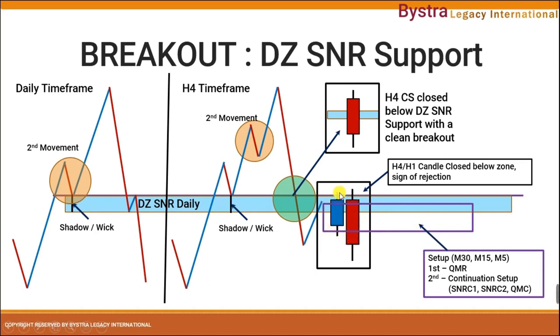If this is an H1 confirmation rejection, then we will look for a setup at the M30 all the way down. If this is an H4 rejection, then we will look for the H1 setup all the way down.